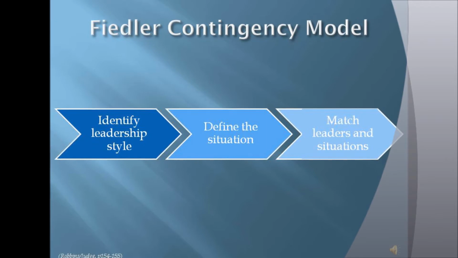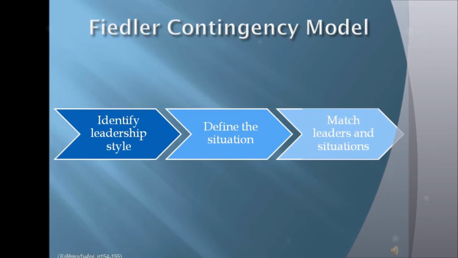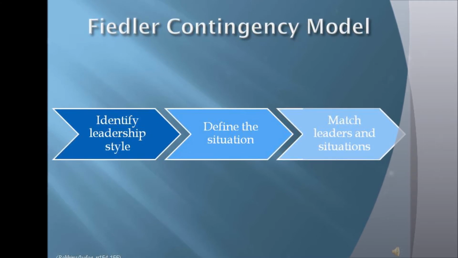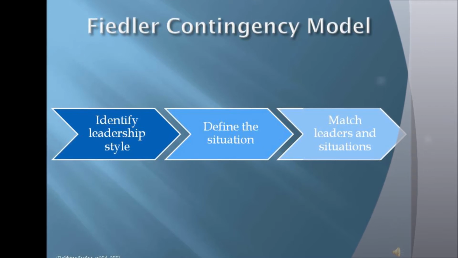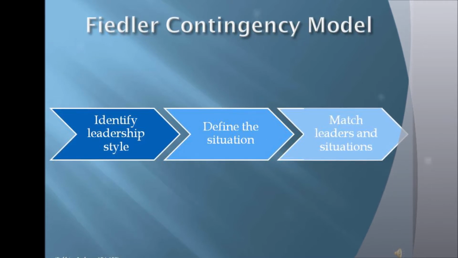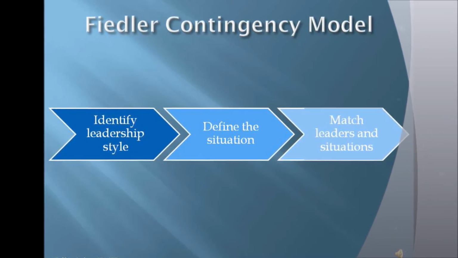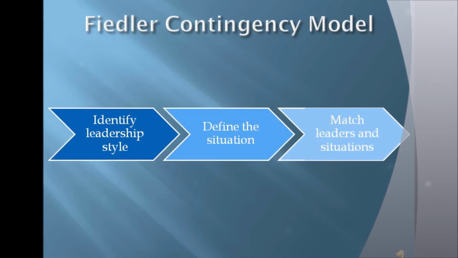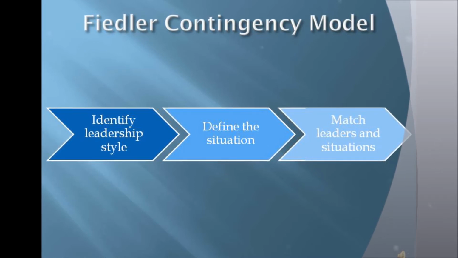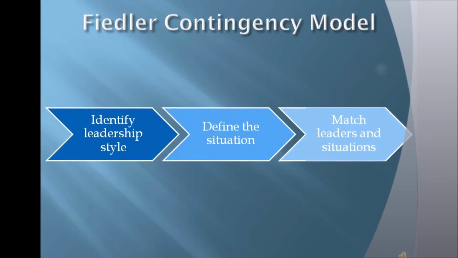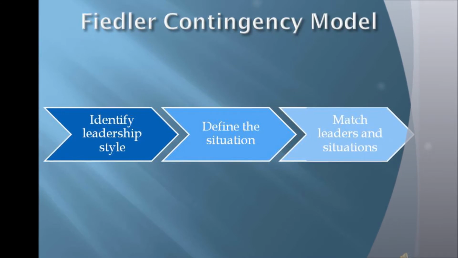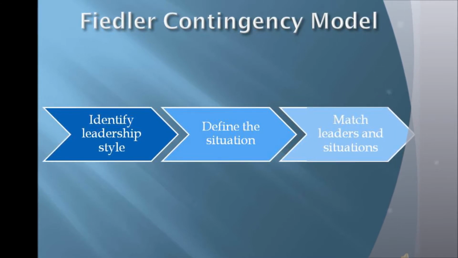The next step is to define the situation. There are 3 situational dimensions to consider. First, leader-member relations, which is the trust and respect employees have for their leaders. Second, task structure, which is the degree to which the leader's job assignments are structured or unstructured. And finally, position power, which is the degree of influence a leader has over things like hiring, firing, discipline, promotions, and salary increases. Within this step, you want to evaluate the situation in terms of these 3 variables.